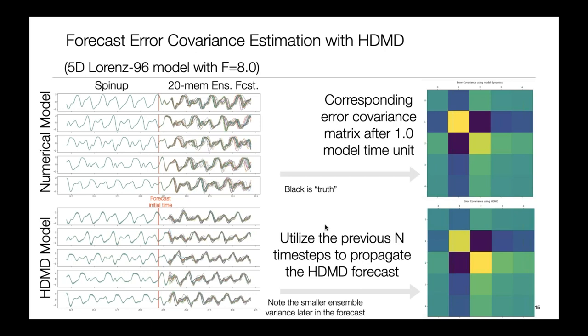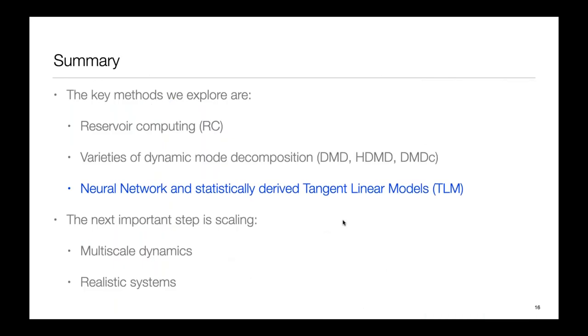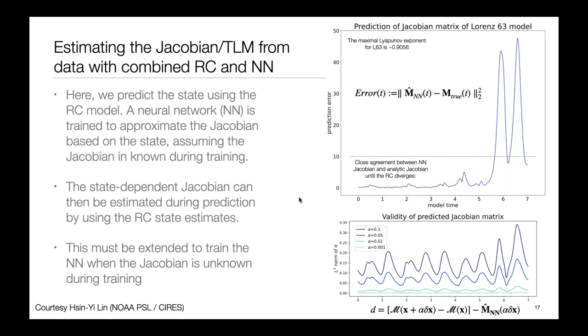These are features of these methods, and we're still working on figuring out the best way to utilize them and combine them to get all of the characteristics that we'd like to get out of these types of methods. Neural networks, we're looking at different ways to incorporate the Jacobian, or estimate the Jacobian. Here we're using neural networks and basing them on the reservoir computing forecast as the base state.